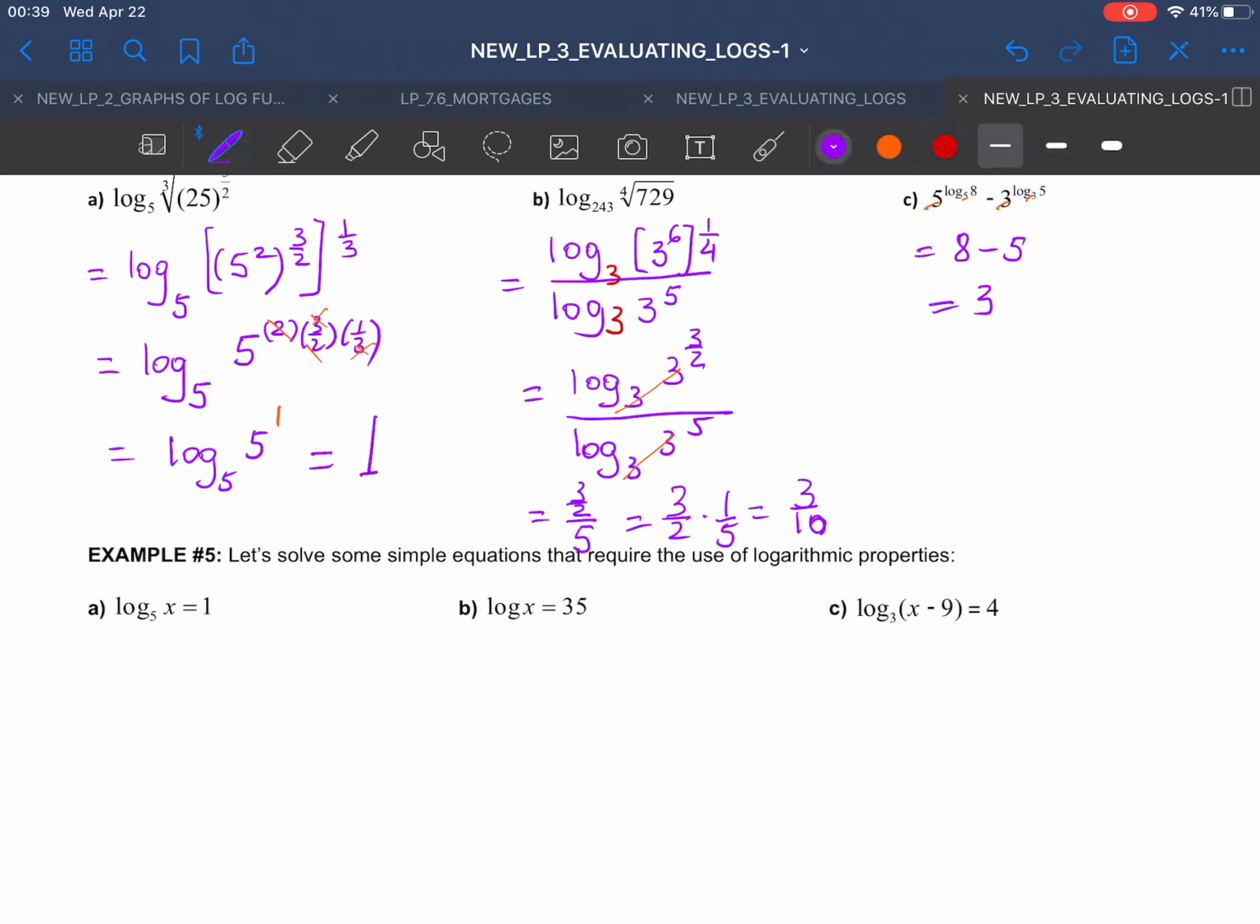So in order to find x, we're going to use the meaning or the definition of log. We're going to say that 5, which is the base, to this exponent, that's the log or exponent, must equal x. So I'm going to say that 5 to the power of 1 equals x. So that means that x equals 5.